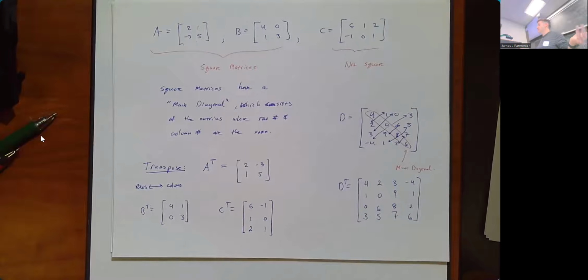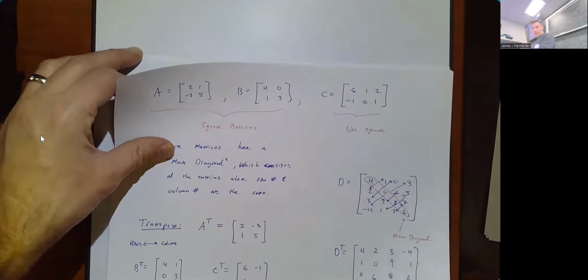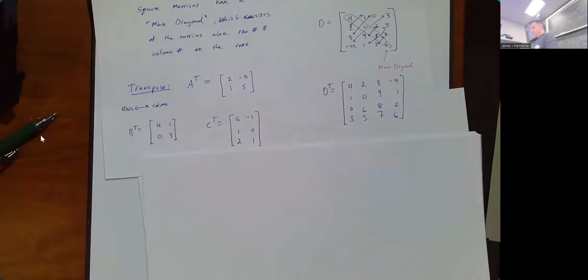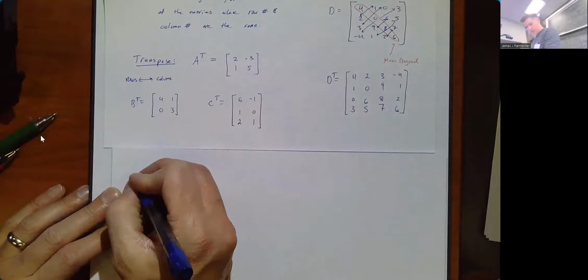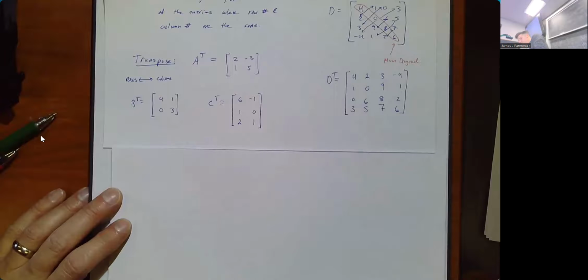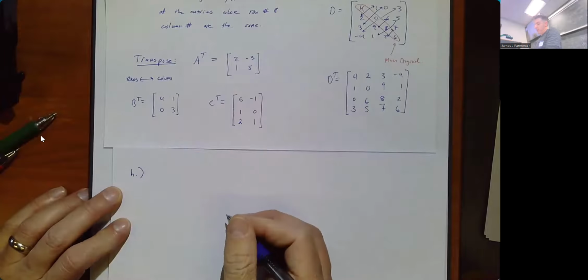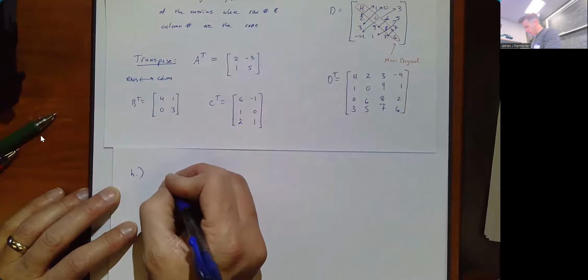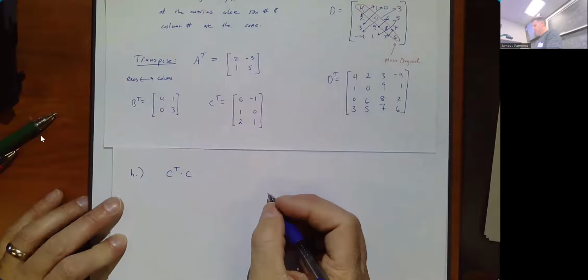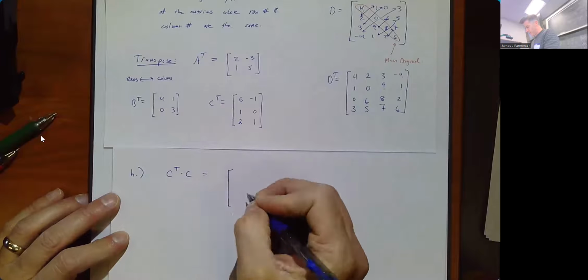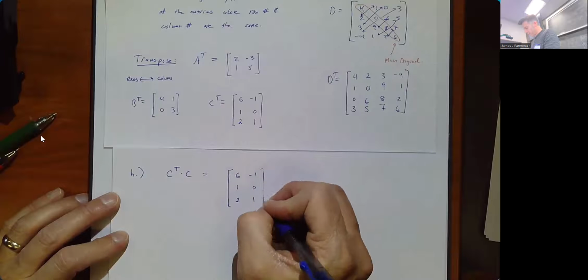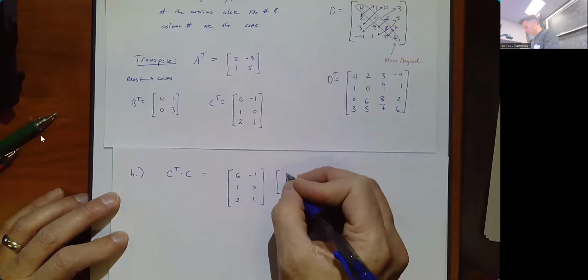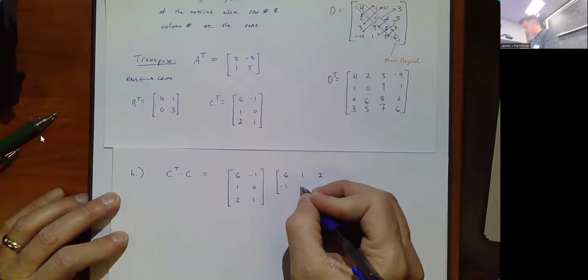And then sometimes we like to do things with the transpose, like maybe we want to multiply the matrix by its own transpose. Let's take C and multiply it together. C transpose by C. Oh, what letter am I on here? Sorry. We'll continue with the letters. H, letter H. Let's find, yeah, C transpose times C. So C transpose is going to be this matrix, 6, -1, 0, 2, 1. And C is the transpose of that, which is 6, 1, 2, -1, 0, 1.